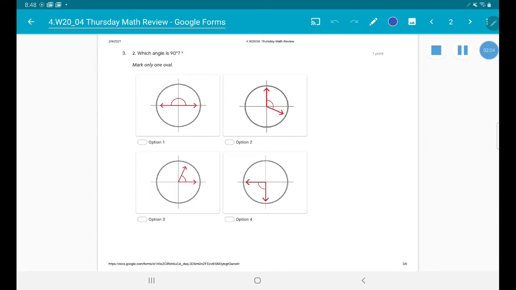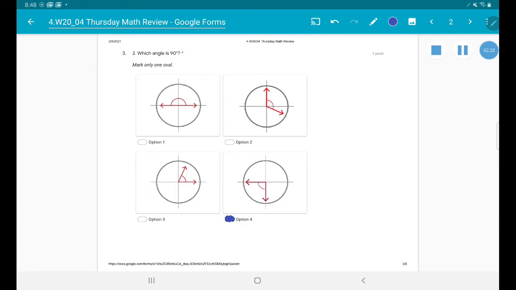What does a right angle or 90-degree angle look like? Jacob? It has a sharp turn. Yeah, a sharp turn. Like Olivia said, it's like half of a square. It makes that perfect corner. So which one is it, Olivia? Option 4.